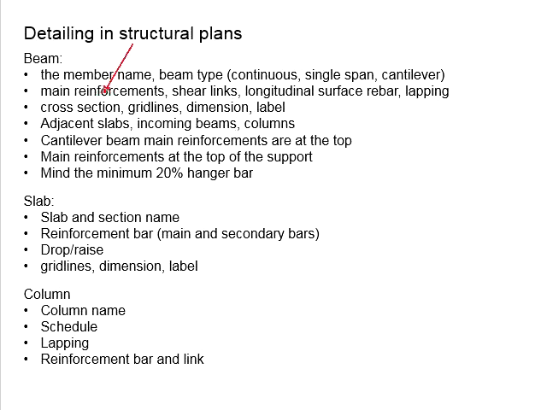There will also be reinforcement bars indicated within the detailing. There will be shear links. For deep beams exceeding 750 mm, there will be longitudinal surface rebar that are used to control cracking on the surface of the beam. There will also be the lapping, indicating the locations of the lapping as well as the required lapping length. Also, in the detailing of the beam, the cross sections of the beam will be indicated.